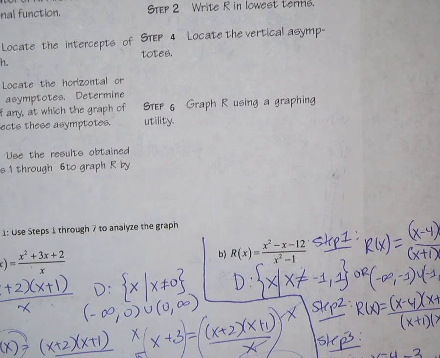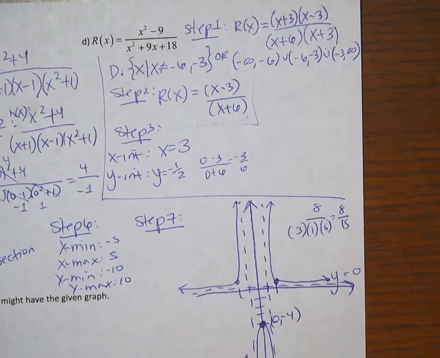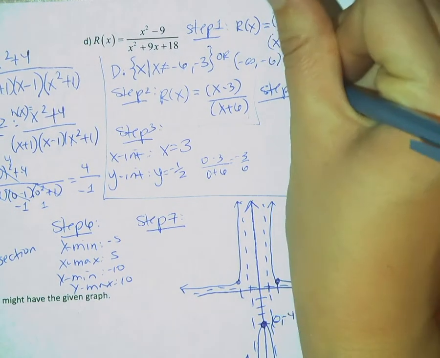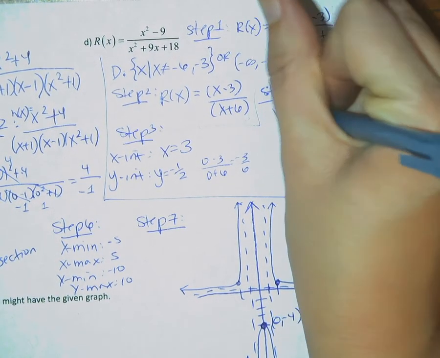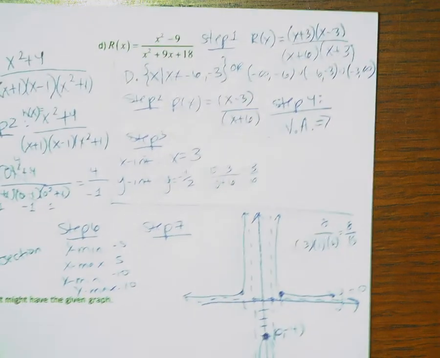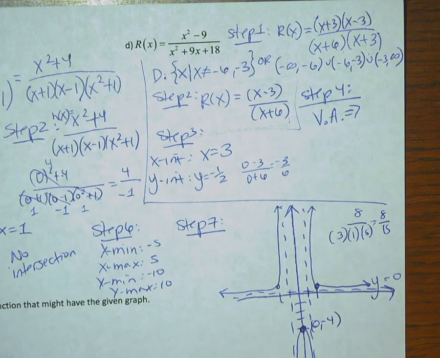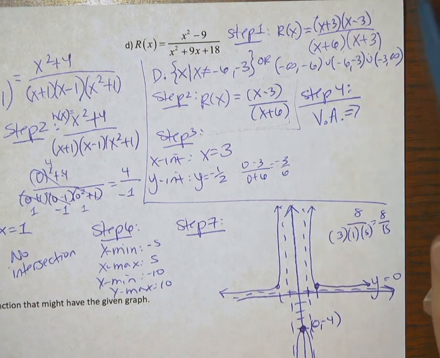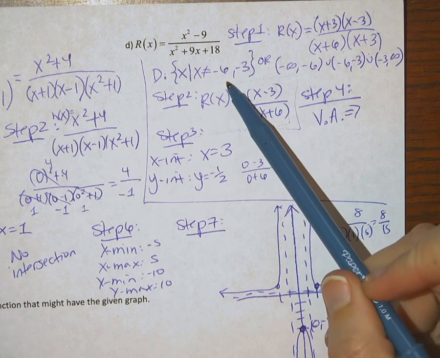Step 4 was to locate the vertical asymptotes. Okay, so step 4. My vertical asymptotes. Now we remember that our vertical asymptotes are where we have issues with our domain, right? Now, this is where this problem gets a little bit trickier. So here, we identified that we had issues with our domain at both -6 and -3.